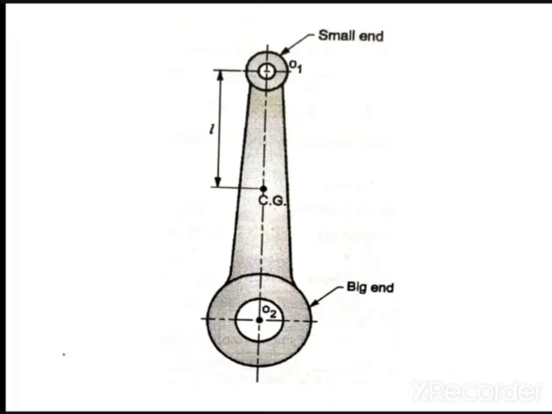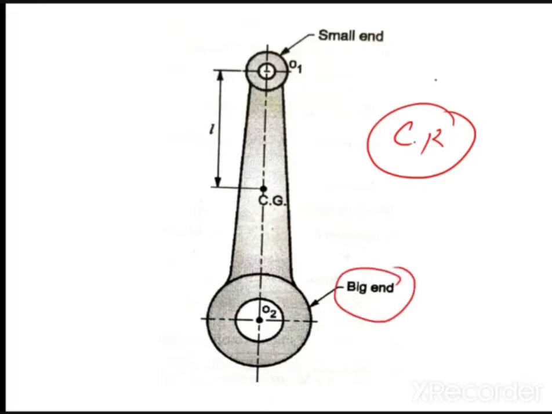Connecting rod. Okay. So let us say this is a connecting rod. I have taken, let us say, this connecting rod as a rigid body. Now first of all, you understand how a connecting rod looks. This is called the big end of the connecting rod. This is called the small end of the connecting rod.